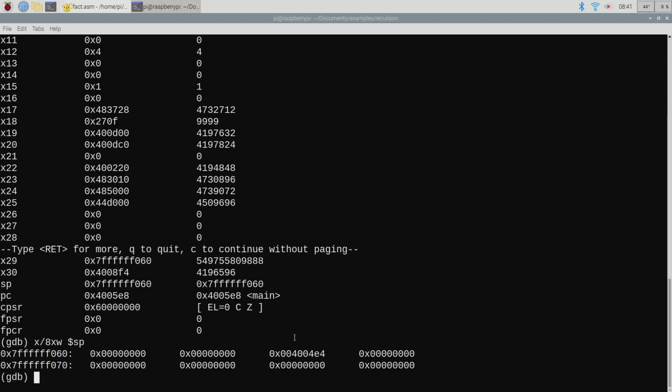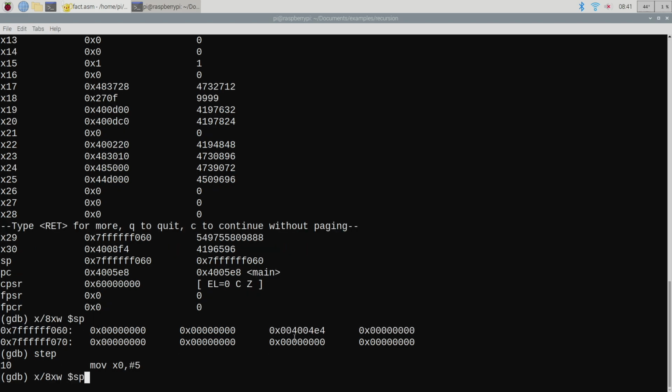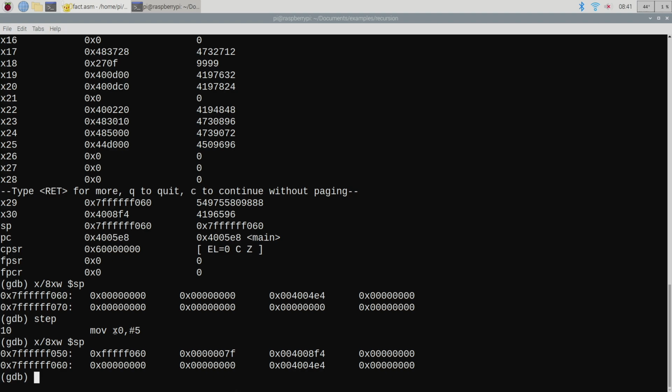Okay. So, right. So if we step, now that instruction is executed, and if I look back at memory, what has been stored to the stack? These two chunks, right? The first and second chunk are a 64-bit number, and the third and fourth are another 64-bit number, right? What did I store? I stored x29 and x30 to the stack. All right, what is x29? That's the frame pointer, which starts as the same value as the stack pointer. Okay, that's the 7F blah, blah, blah 060.